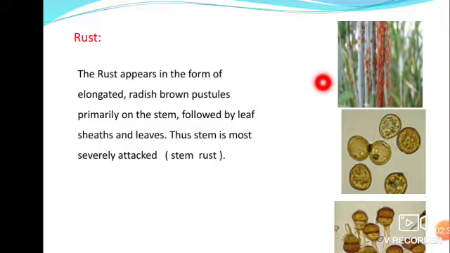Actually, this disease is caused by a fungus, and the name of the fungus is Puccinia graminis. Here, the rust appears in the form of elongated reddish brown pustules, primarily on the stem, followed by leaf sheath and leaves. Thus, the stem is most severely attacked, so it is known as stem rust. See here, these are the rusty appearances on the stem, leaves, and the entire plant except the roots.